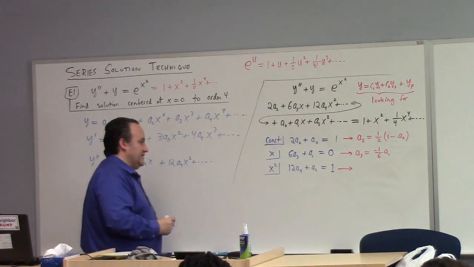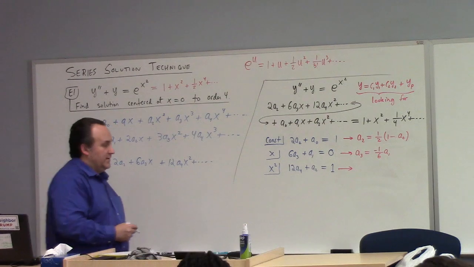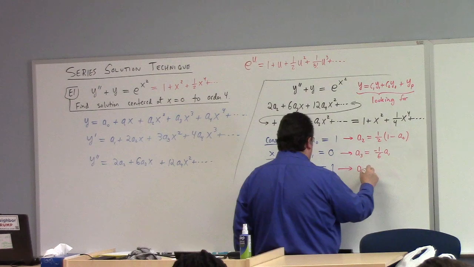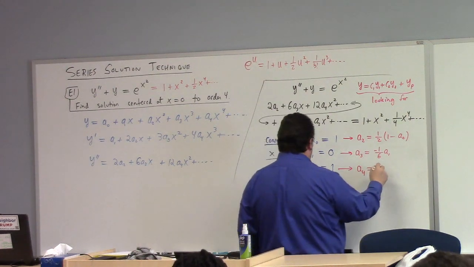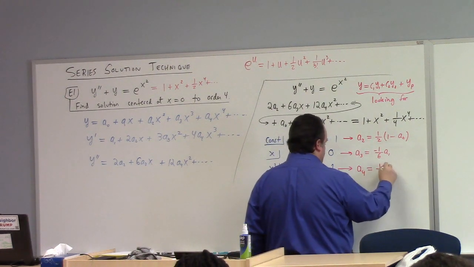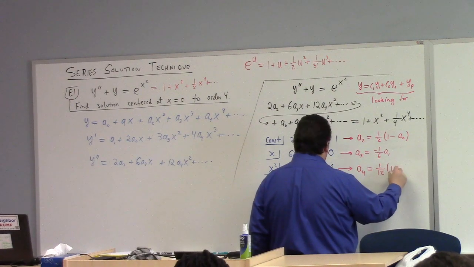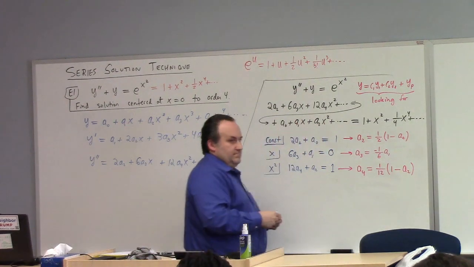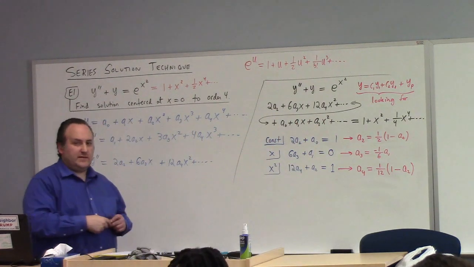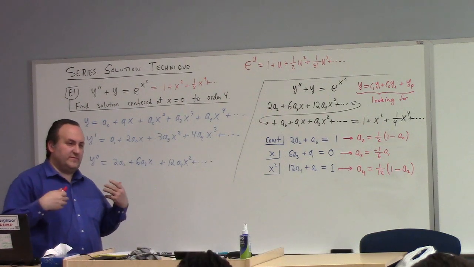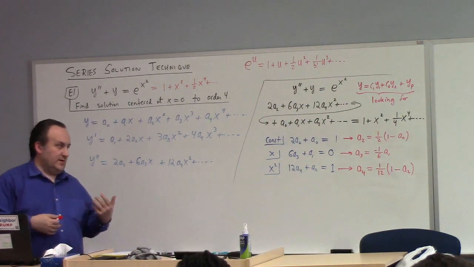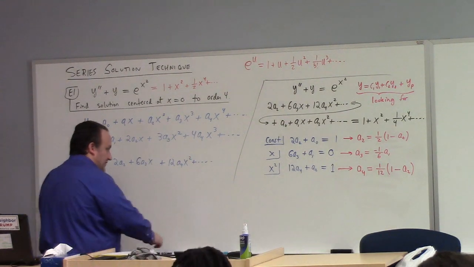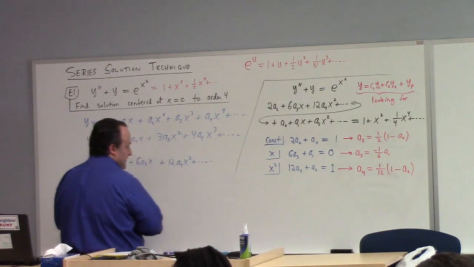And the x squared equation, I can solve for a4. a4 equals to what? Looks like 1/12, right? Of 1 minus a2. And that's all I need. That's all I need, because I'm only trying to find the solution to order 4. Now all I need to do is put the red equations back into my initial solution and just understand what we're looking at. So let's finish it here.